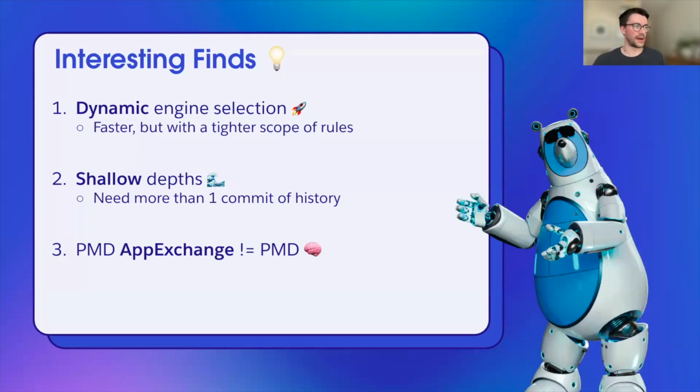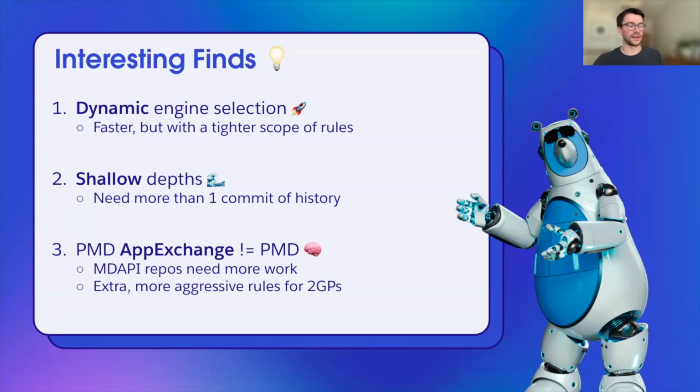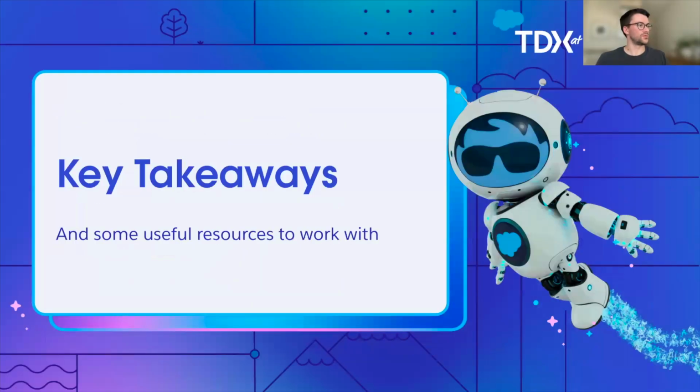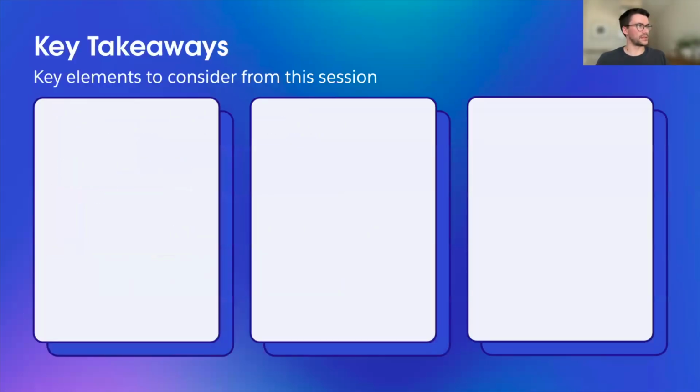And for anyone that's working on AppExchange development, so if you're doing things like second generation packaging or you're developing managed packages, the PMD AppExchange rule set is not the same as the PMD rule set. There are a lot more aggressive rules in there for second generation packages. And if you're running on the metadata API repository format, which is the older form rather than SFDX, you need to do more work because you need to set up that config file to make sure it detects the right extensions. So just wrapping up with some key takeaways.